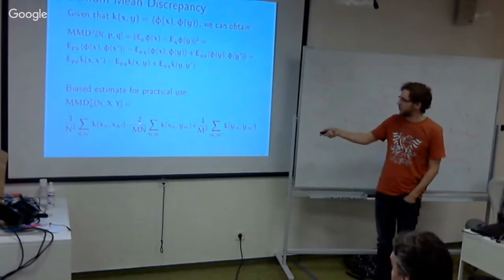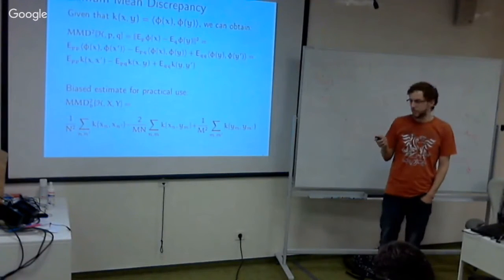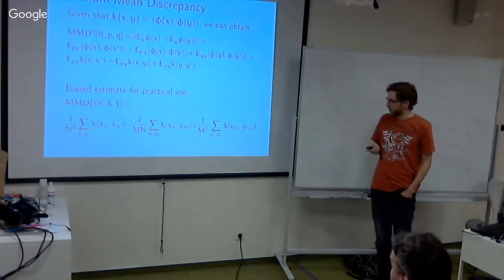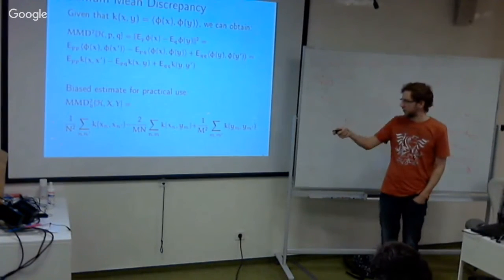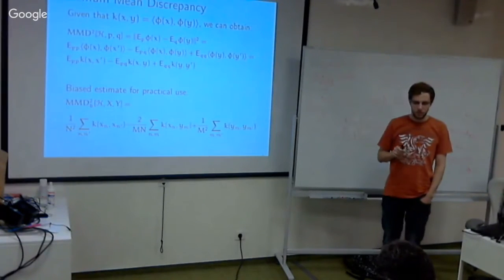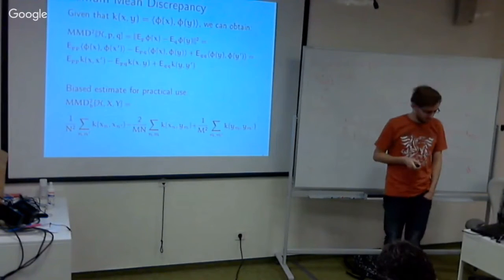No, there was a square. So here is 2, and here must be 2 also, actually. Okay, so this is a loss function, which is ready now for plugging into neural network training.